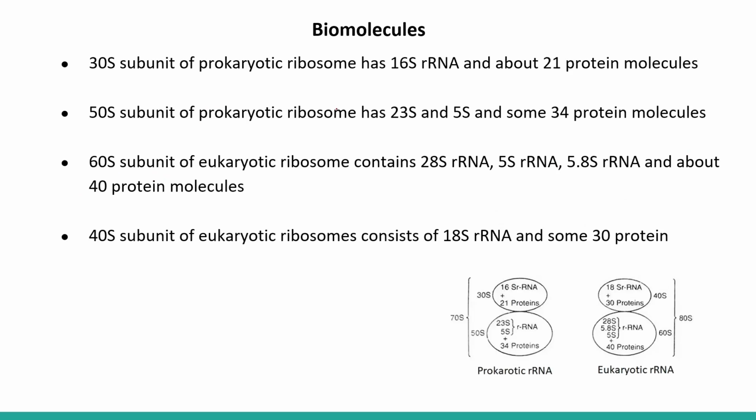The 30S subunit of the prokaryotic ribosome has 16S rRNA and 21 protein molecules. The 50S subunit of the prokaryotic ribosome has 23S and 5S rRNA and some 34 protein molecules. Coming to the eukaryotic one, the 60S subunit contains 28S rRNA, 5S rRNA and 5.8S rRNA and about 40 different protein molecules. The 40S subunit of the eukaryotic ribosome consists of a single rRNA type, 18S rRNA, and some 30 proteins.